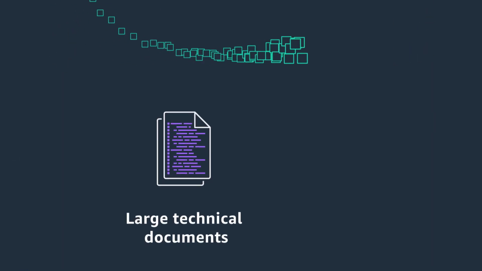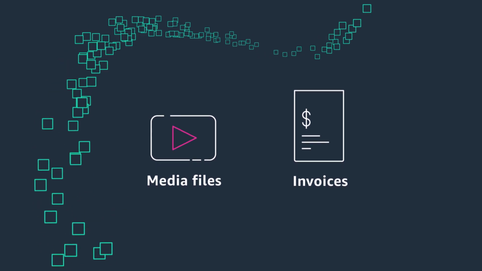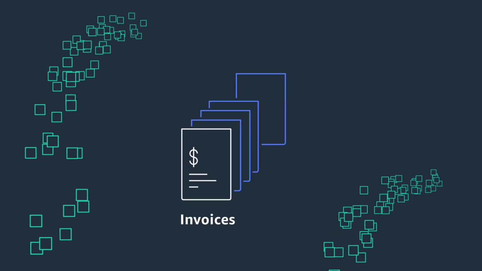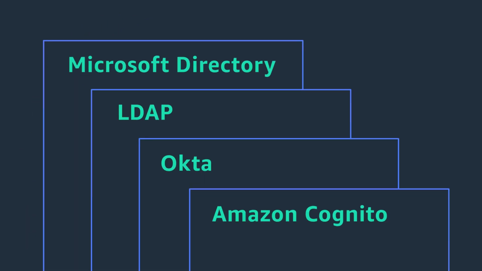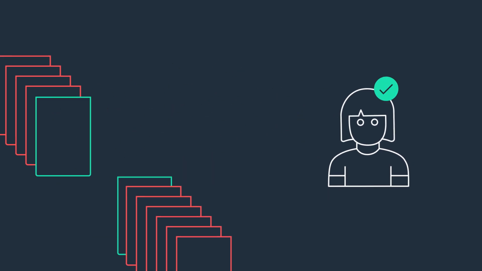Whether you're working with large technical documents, media files, or invoices, AWS SFTP, FTPS, and FTP supports recurring or occasional data sharing processes. Working with common authentication systems, your users always have the correct, secure access to exchange important files.